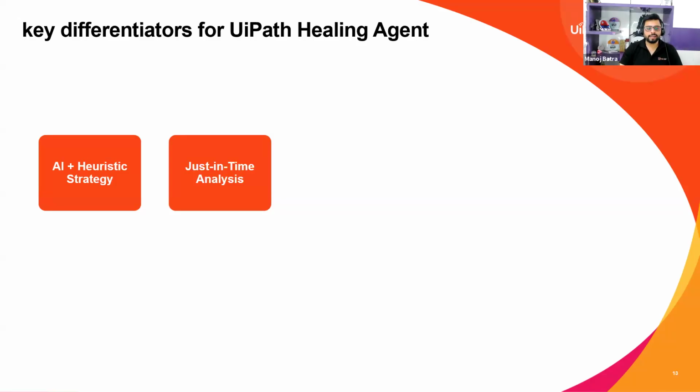The second one, you already know about. It is JIT analysis, just in time. The healing agent performs real-time analysis of the UI during execution. So it captures your data when you build your automation, plus the real-time analysis of the UI, and sees where it got changed. So it offers you dynamic recovery strategies that adapt to your changing environment, plus human-in-the-loop support. So we have already got you covered.